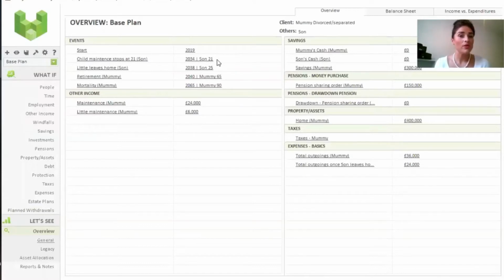So as I said, she is 45. She has a son who is currently 4. The maintenance for her son from the ex-husband stops when the son is 21, and we're assuming he is going to leave home at 25. She wants to retire at 65. That is slightly irrelevant because she's not working, but what is relevant is that her maintenance from the ex-husband will stop when she gets to 65. She's going to pass, we're presuming, at 90.